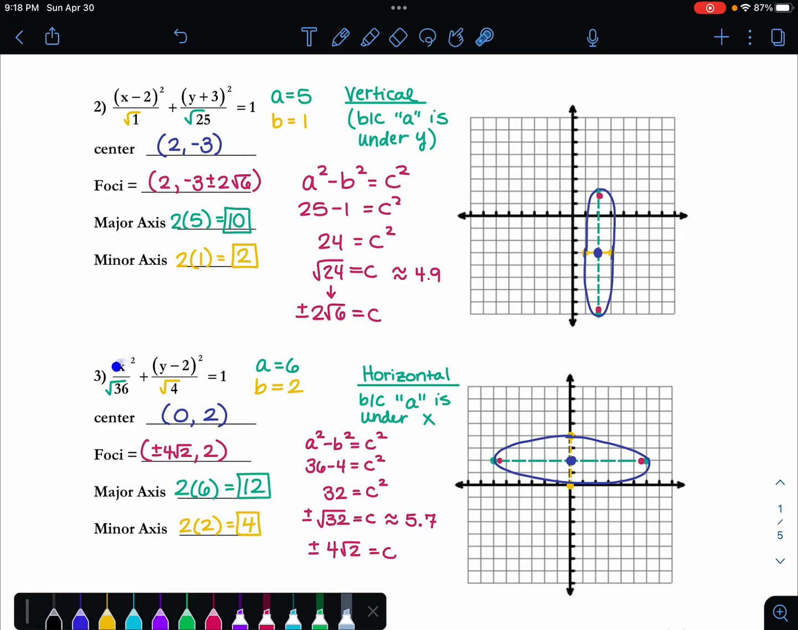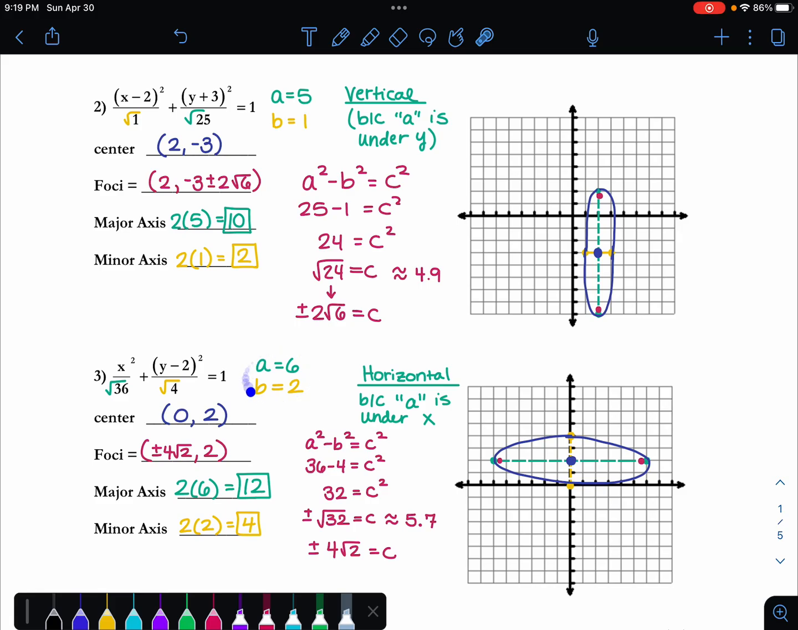Again, we get the radii from the denominators, and we get our center from the values that we're squaring. So nothing, zeros being added or subtracted with x, and then positive 2 here, always taking the opposite sign. So we get our center, we get our a radius, we get our b radius, and then we connect the dots. That can all come just from looking at the equation in standard form.